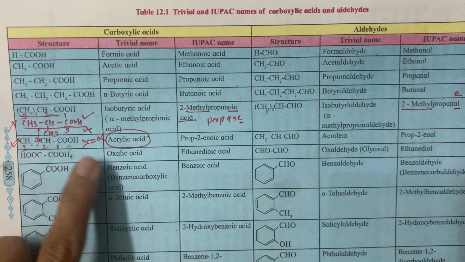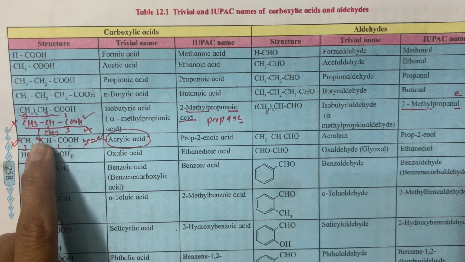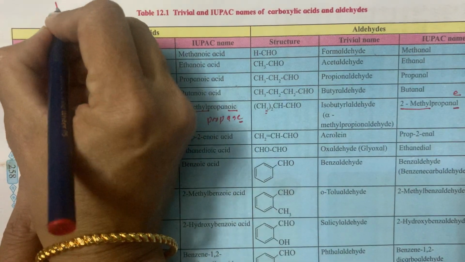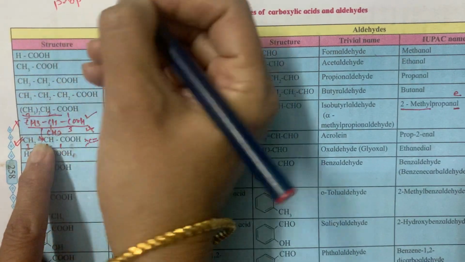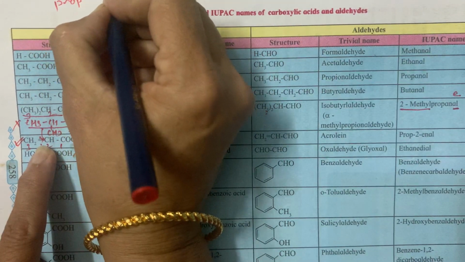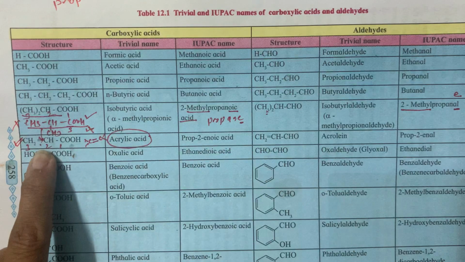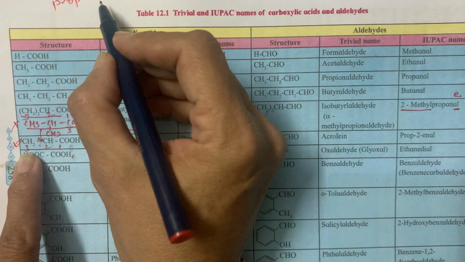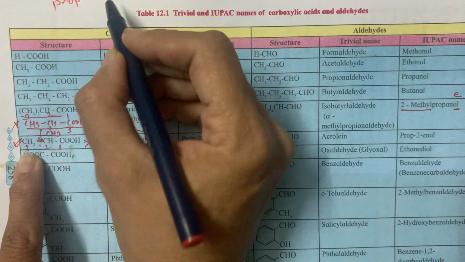So 3 carbons and there is a double bond. So this is nothing but propene, prop, and on the second carbon there is a double bond. So this is propene. This is the second carbon and there is a double bond. So this is propene. Okay.